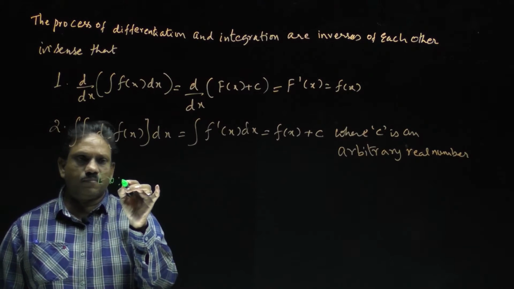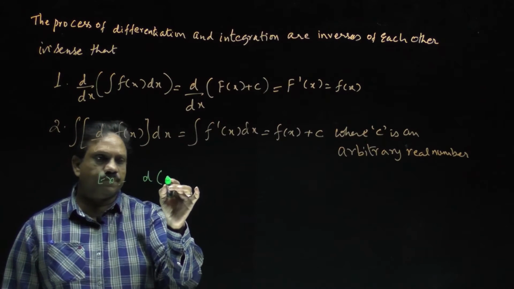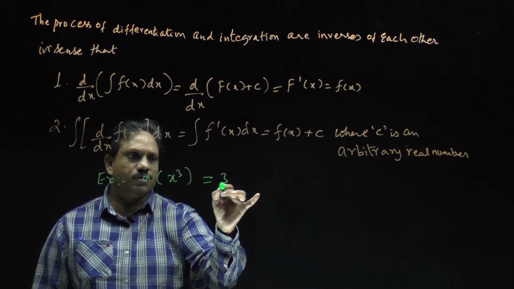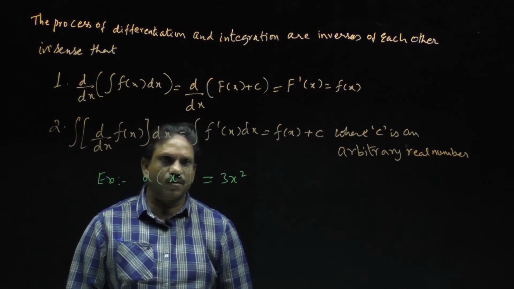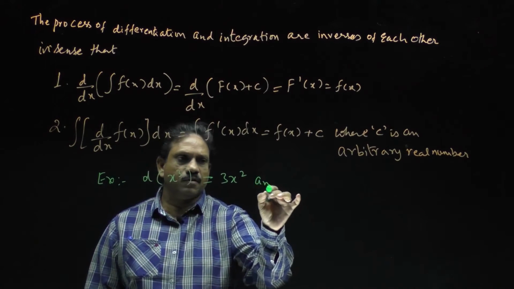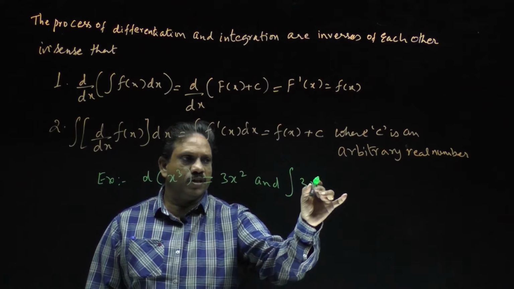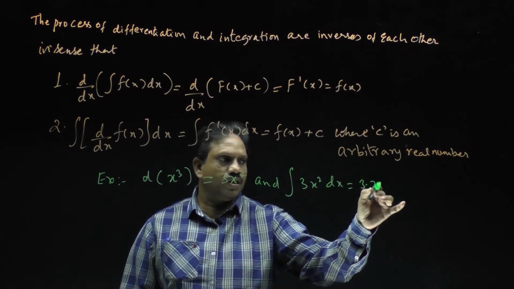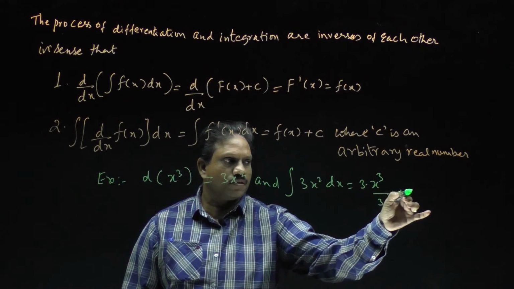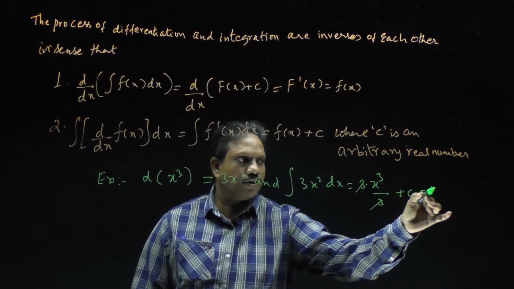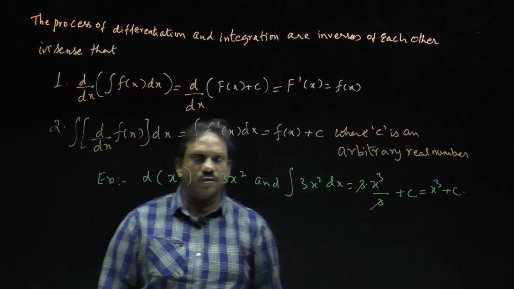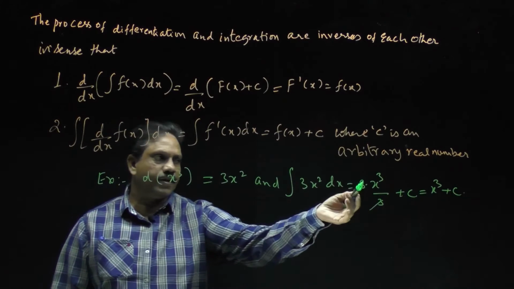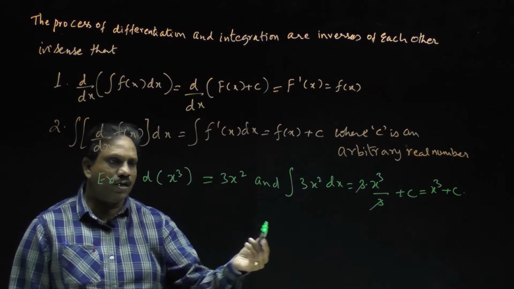Example: the derivative of x cube, what we say generally, is 3x square, and the integral of 3x square dx is equal to 3x cube by 3 plus c, which is nothing but x cube plus c. The derivative of x cube is 3x square and the integration of 3x square is x cube plus c, where c is an arbitrary constant.